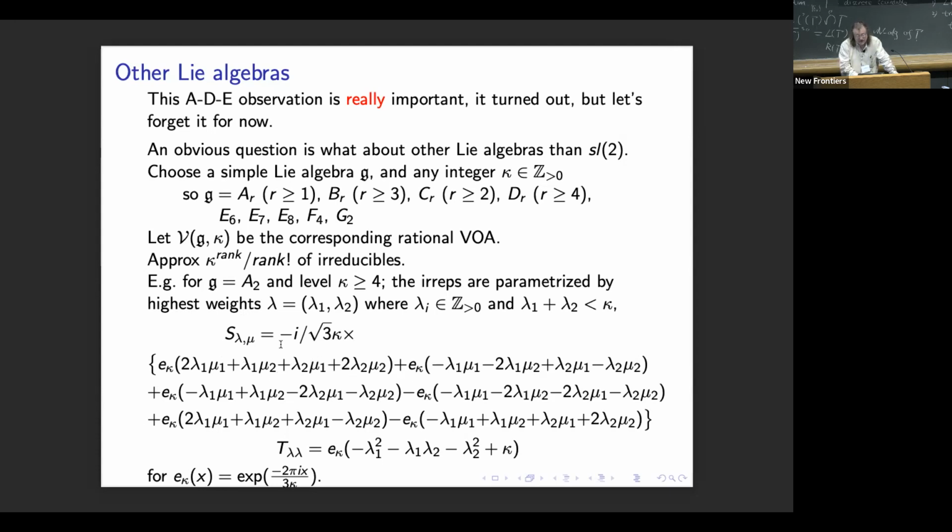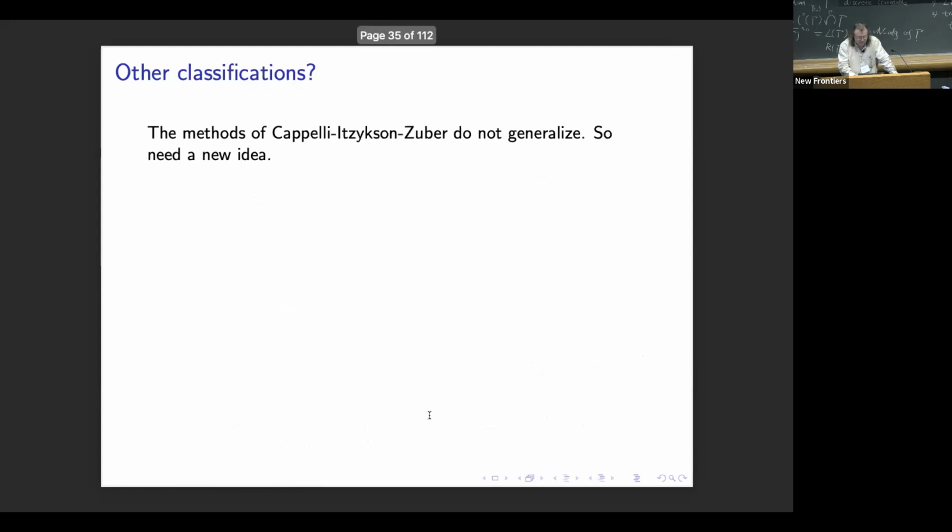So you can see here that the Weyl group of SL3 is S3, and so you have an alternating sum of those 6 elements. You have exponentials that are added and subtracted from each other. So there's a pattern to these S matrices, but okay. Well, Capelli-Itzykson-Zuber used very straightforward methods, but you can't do that.